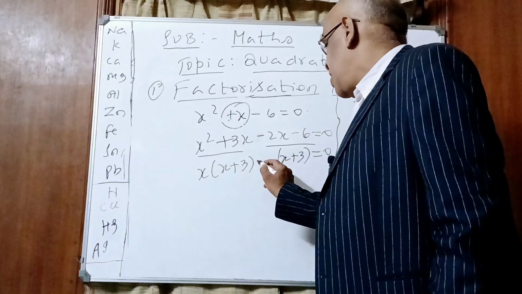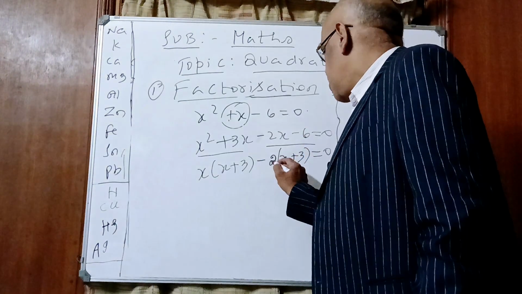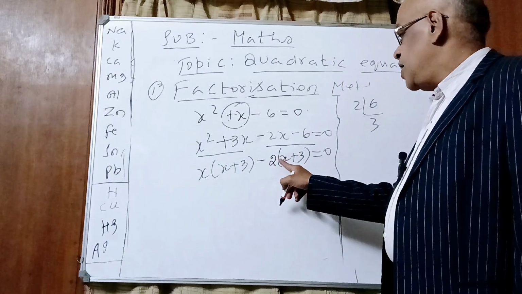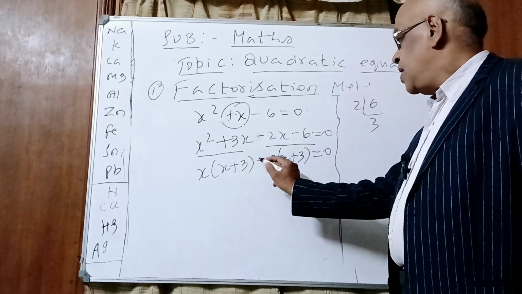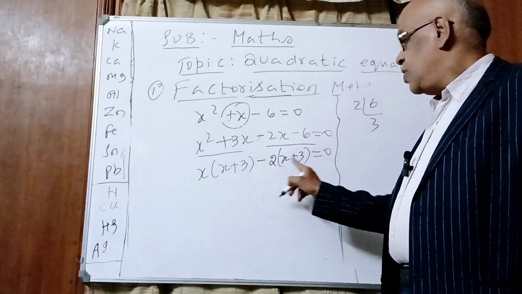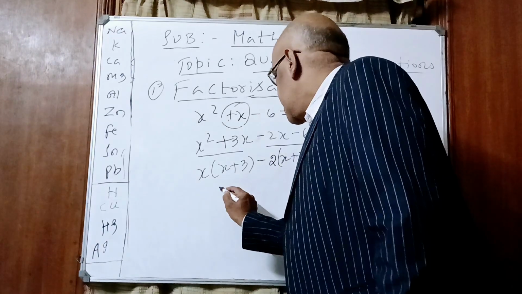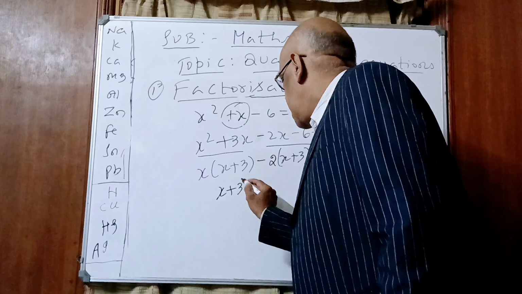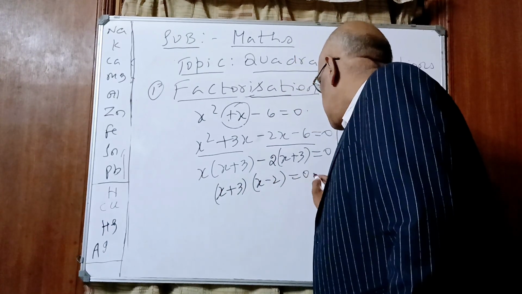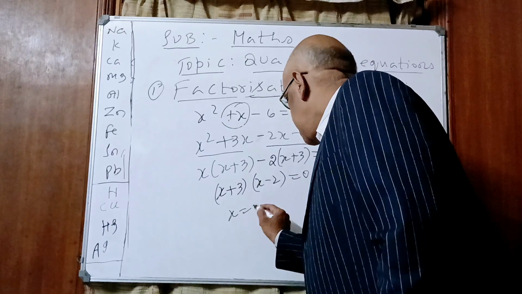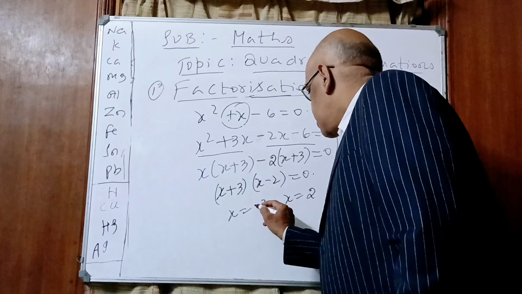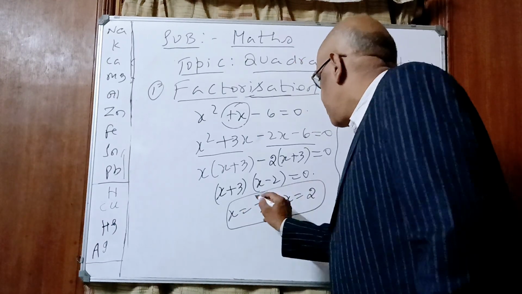What did I tell you, children? Outside minus. Then, two common factor. Check. Minus into plus, minus. Minus into plus, minus. Tallies or not? Tallies. 2 into x, 2x. 2 3s are 6. What are the factors? x plus 3 into x minus 2 is equal to 0. x is equal to minus 3, x is equal to 2.